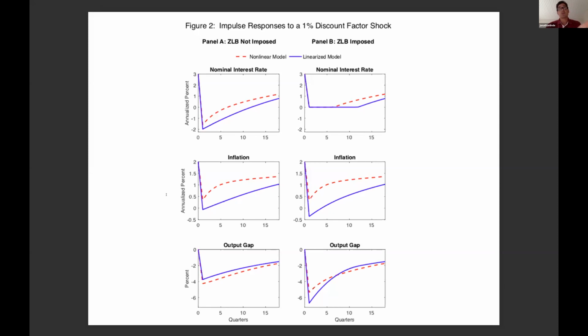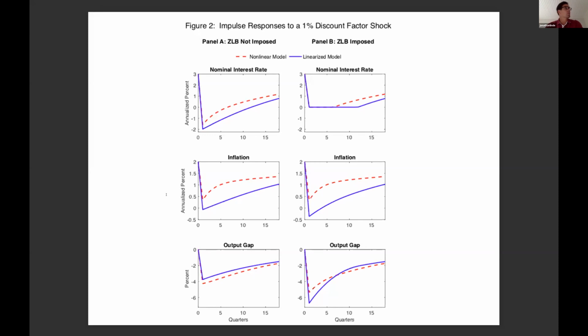Now that's the unconstrained case, when monetary policy is not constrained by the zero lower bound. So now move to the right column, when monetary policy is constrained. Then you get a sizable liquidity trap, or the CLB episode, in the linearized model.